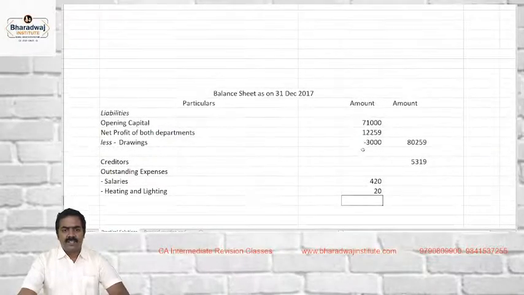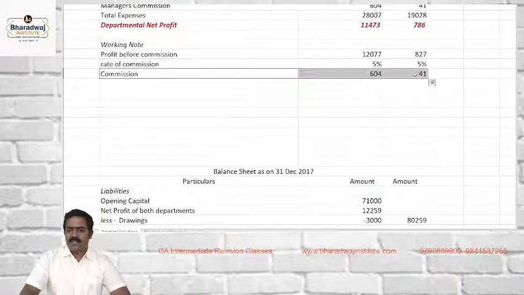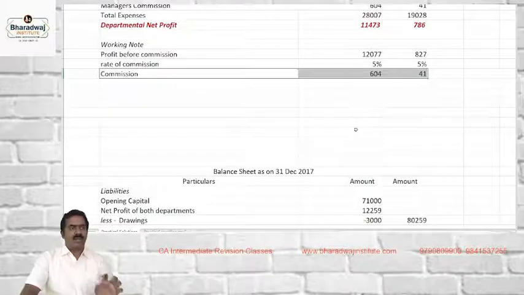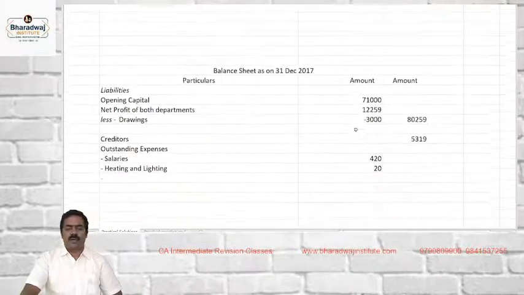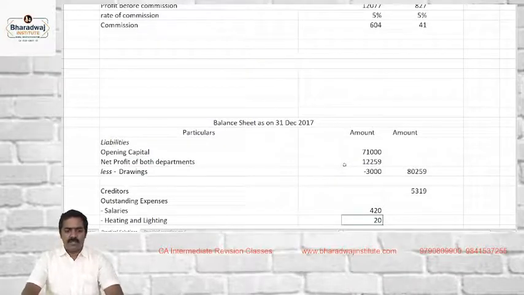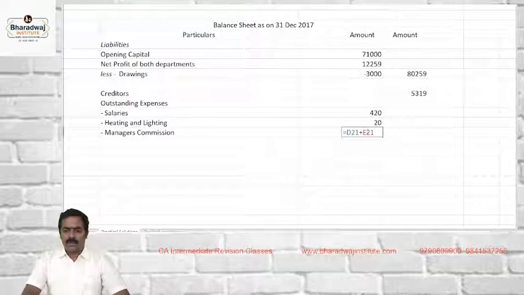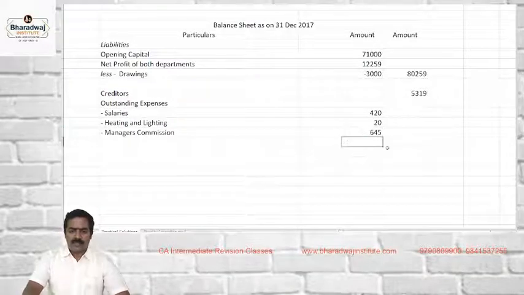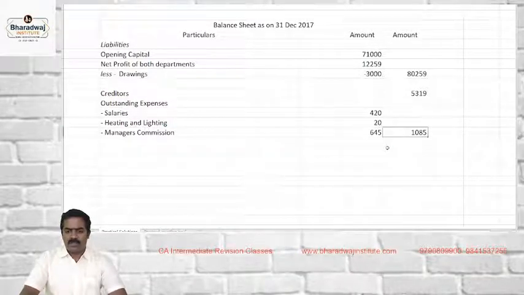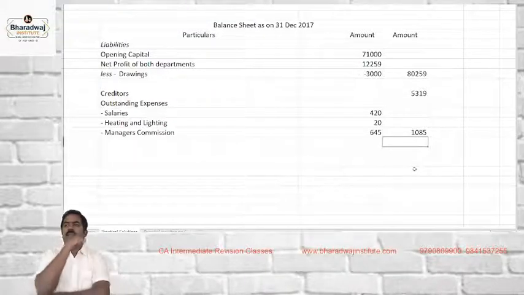Then wait. This commission, is it paid or not paid? This commission 604 and 41. Now only we calculated the commission. We have not paid it. So the manager's commission, that also should be considered. Manager's commission, add both. Manager's commission outstanding also should be considered. Any other liability?